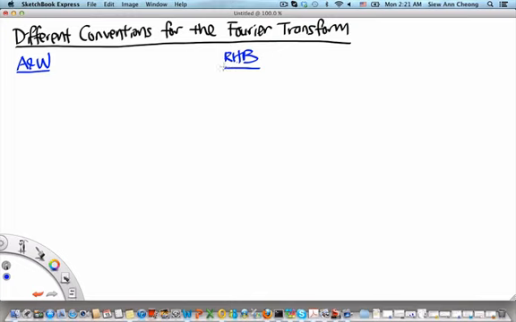But since we have moved on to read Riley, Hobson, and Bence, we also need to understand that there is another possible convention that we can use for the Fourier transform. There is no one convention that's better than the other. It depends on your need, but you just have to understand that if you start with one convention, you should stick to it, especially when you are going to do both the Fourier transform as well as the inverse Fourier transform.